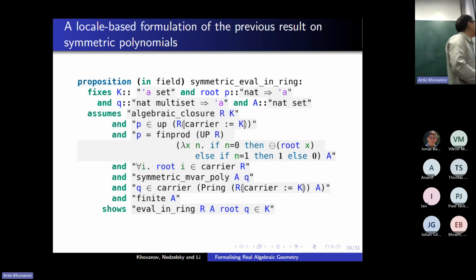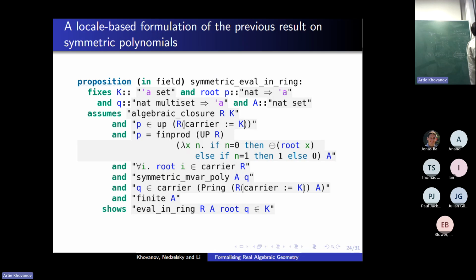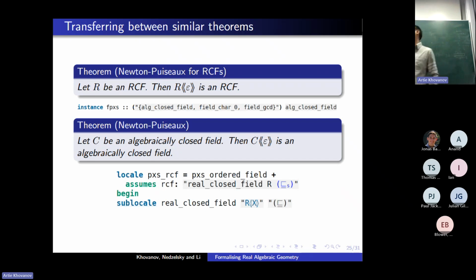In the end, we have a locale-based formulation of the result we need from symmetric polynomials. Here you see this K, the set, and the root. These type variables do not have any constraints. They don't have type classes on top of them. So we can say it's a locale-based or set-based formulation. This is the lemma we need, but the proof is still in progress. Okay, that's from my part.